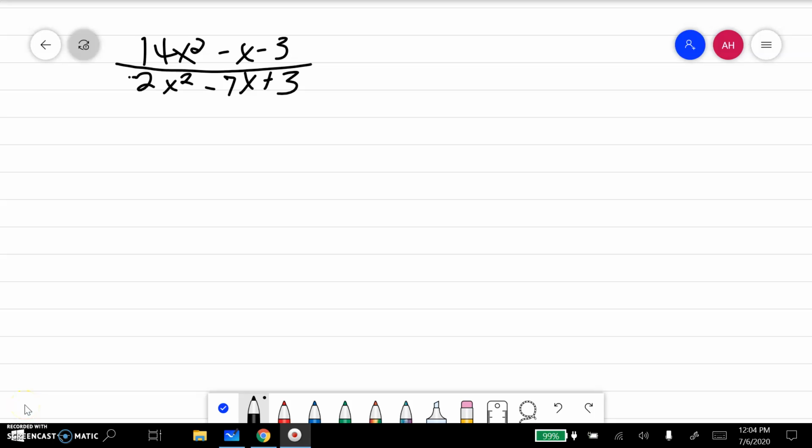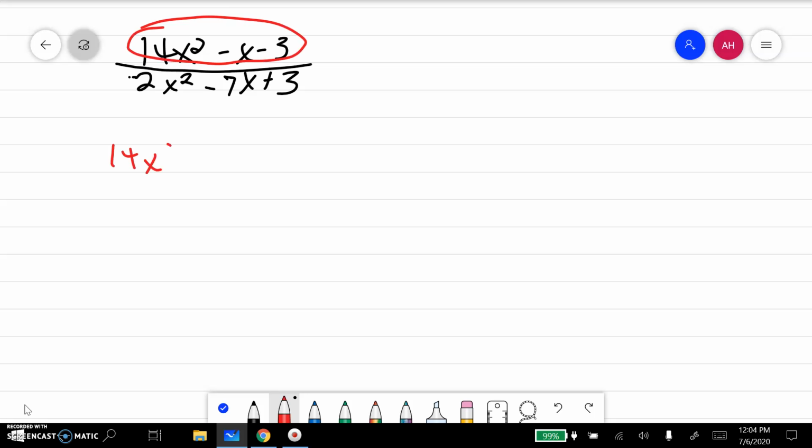Alright guys, on this problem we're just simplifying this rational expression. So what that means is we're trying to factor and cancel. If you look at both of these, the numerator and denominator, they're both trinomials with a coefficient in front of x squared. What that means is I need to use bottoms up. So I'm going to start with the top and just work on it first.